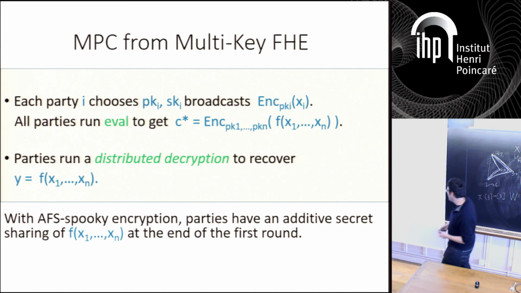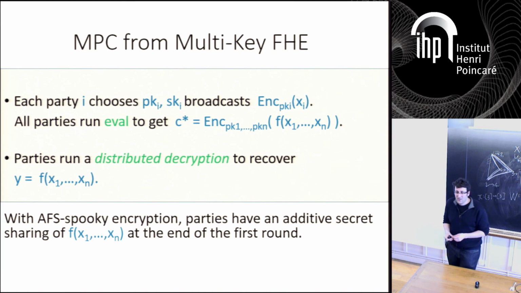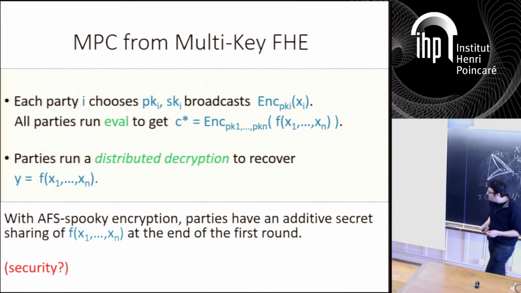So at the end of the first round, you actually get an additive secret sharing of the output of the function. You get a 1 round MPC at the end of which you don't get the output. 1 round MPC doesn't exist, but in 1 round you get a secret sharing of the output, and then the second round is just to broadcast the shares and add them up to get the output. So it's a really nice way to do it.